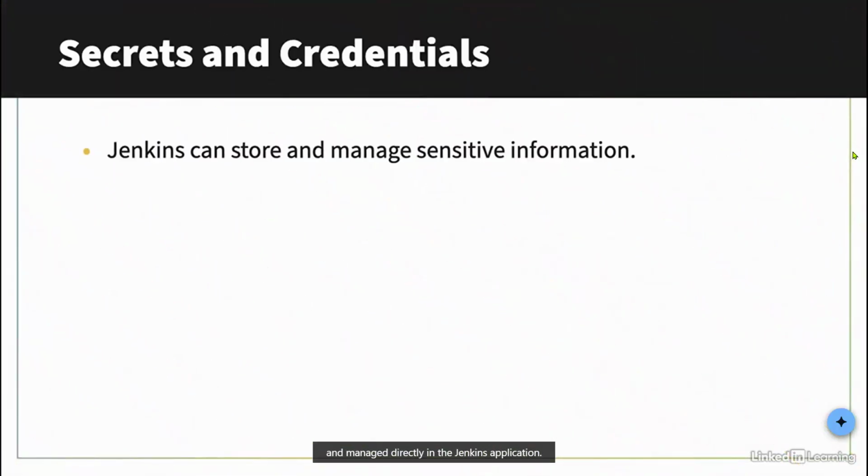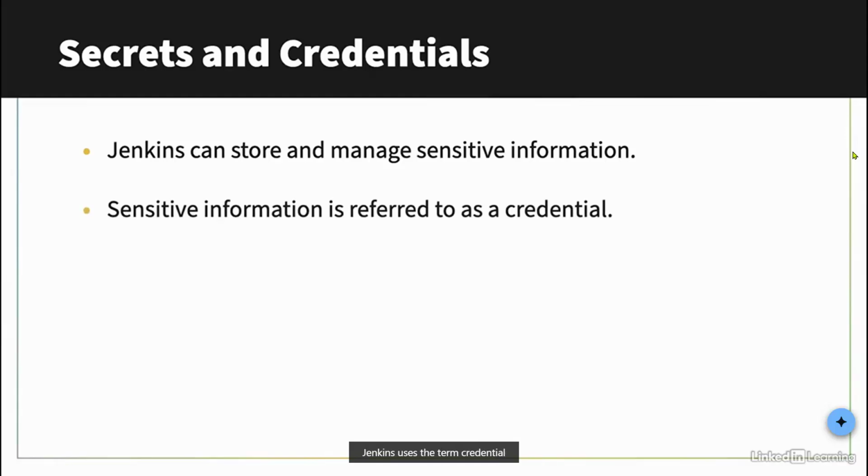Sensitive information can be stored and managed directly in the Jenkins application. Jenkins uses the term credential to refer to sensitive information. A credential can be any data that we want to protect. So you might hear the term secret or credential, but just know that they both refer to the same thing.